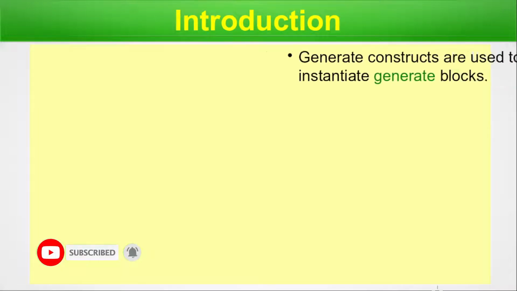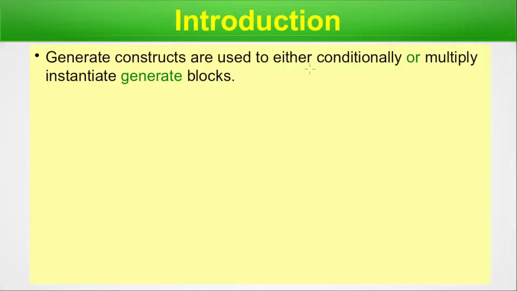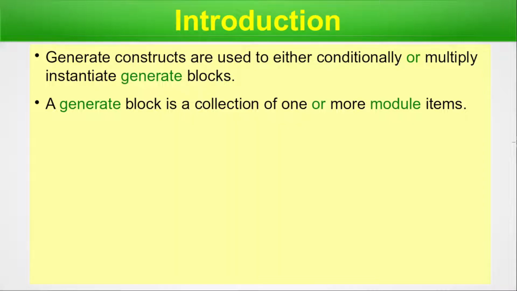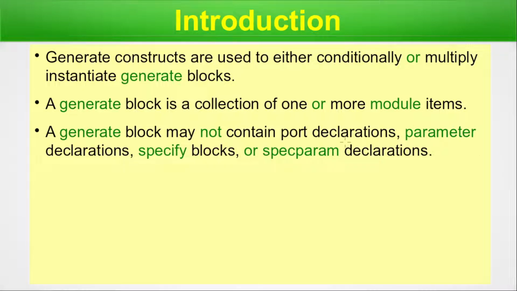Introduction. Generate constructs are used either to conditionally or multiply instantiate generate blocks. So these are the two ways that generate block constructs are used. Next, a generate block is a collection of one or more module items. A generate block may not contain port declarations, parameter declarations, specify blocks, or specparam declarations. I think specify and specparam have not been discussed yet in this series. We will discuss them later in some other episode. But for now, you know that all these things may not be contained in a generate block.